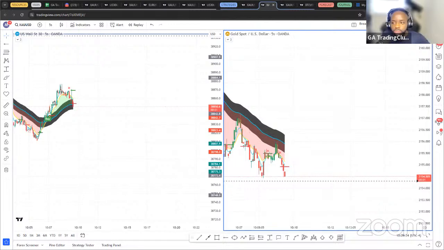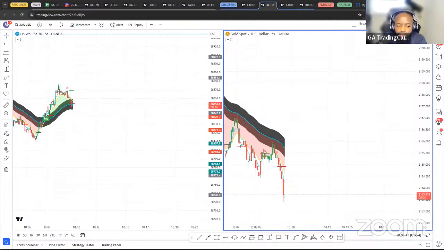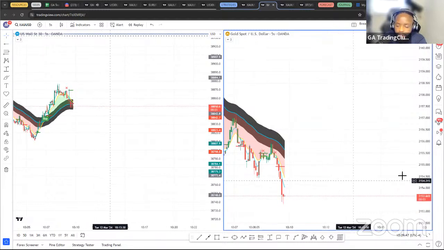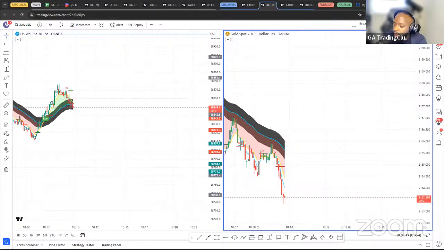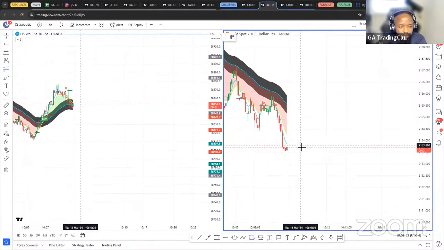And gold is sinking. So I would want it to sink a little further. We've already tapped 2154. So let's see if we get that crossover buy. And gold is pretty bearish for now, but let's see how this goes.